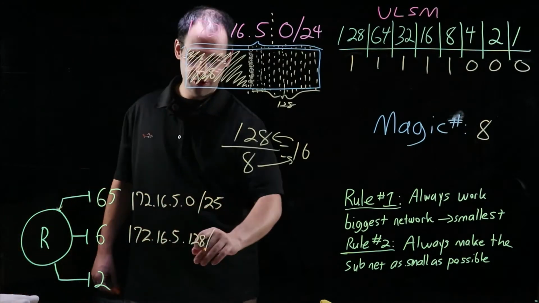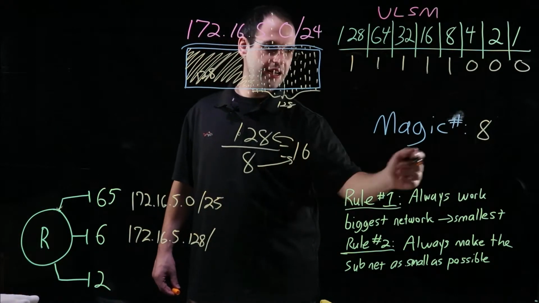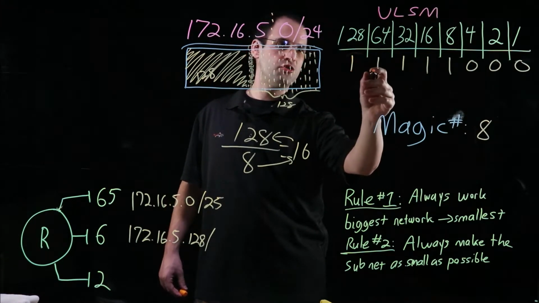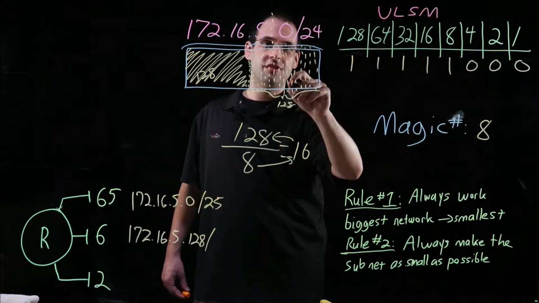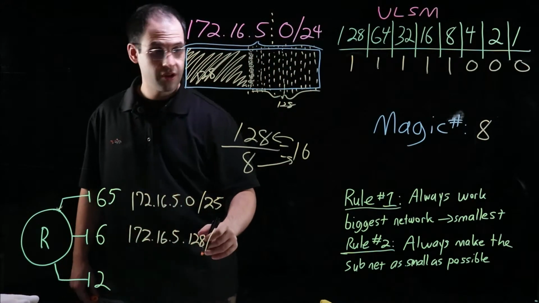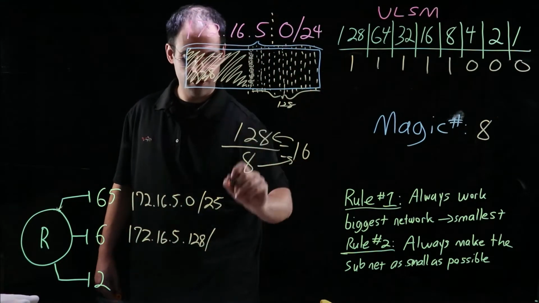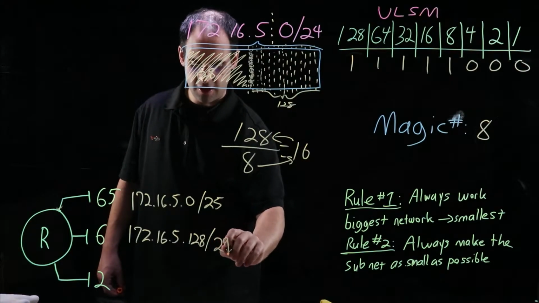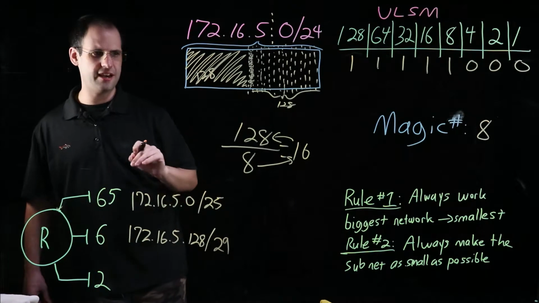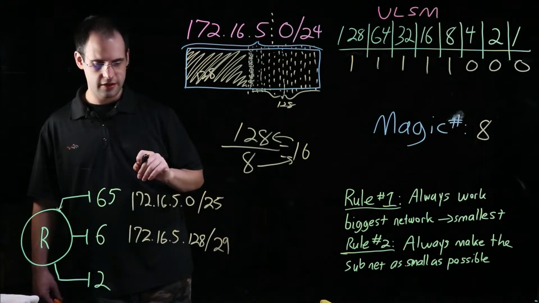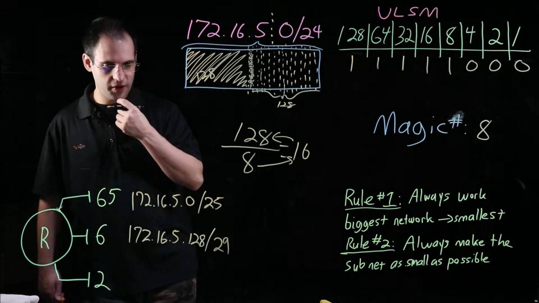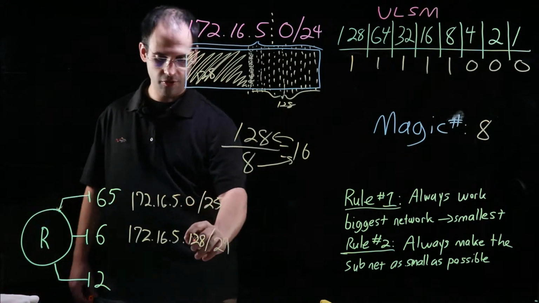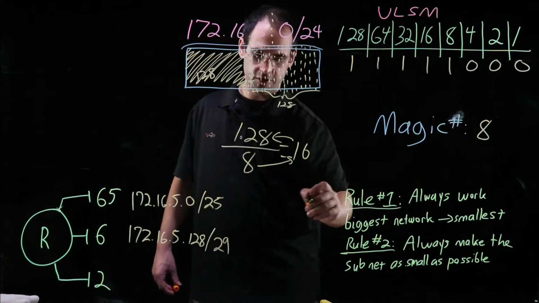So I know that my network is /28. I know I got 8 here, so I now have borrowed 1, 2, 3, 4, 5 bits on that /24. 5 plus /24 is 29, a /29. Really tiny network, okay? So what else could I tell you, right? We know I started at 128, and I have a magic number of 8.